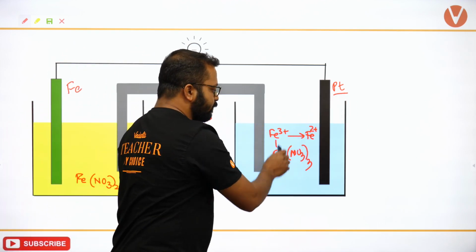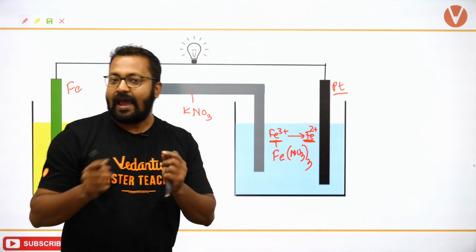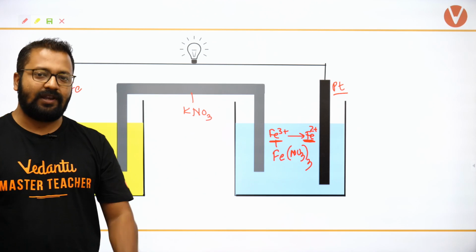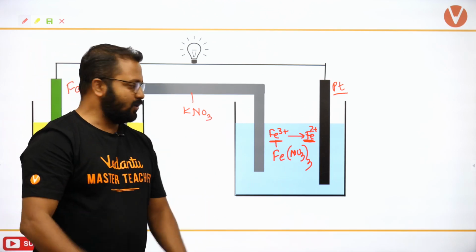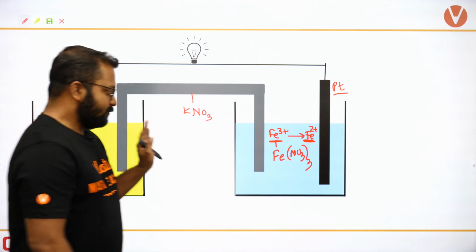Platinum electrode is taken because both the substances which are involved in the reaction are aqueous, and I cannot have an aqueous electrode. I need to have a metal electrode. Aqueous electrode नहीं ले सकते हैं, we have to take a metal electrode. ठीक है, चलिए.